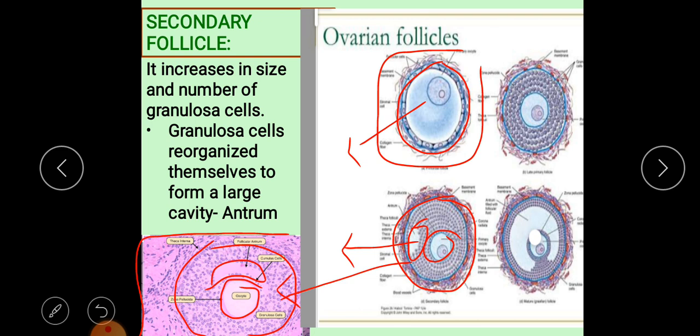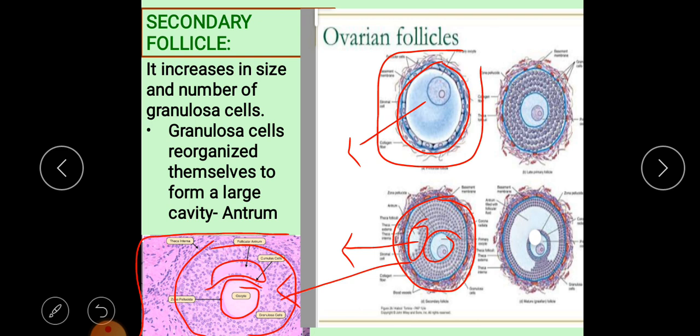From that position up to the tertiary follicle development, what happens here is that only the outermost layer of cells gets enlarged and growth takes place, but inside, the oocyte remains as the primary oocyte only, because meiosis 1, that is the prophase 1, is arrested in that phase.